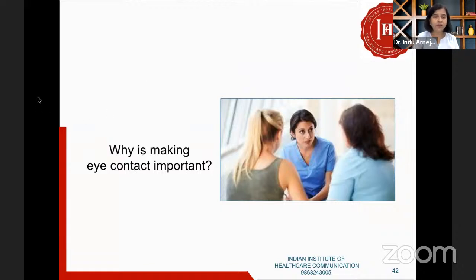Actually, if you make eye contact, you will be able to observe the patient. Is the patient lying, telling the truth, nervous, afraid? All that you will be able to get to know if you make eye contact.